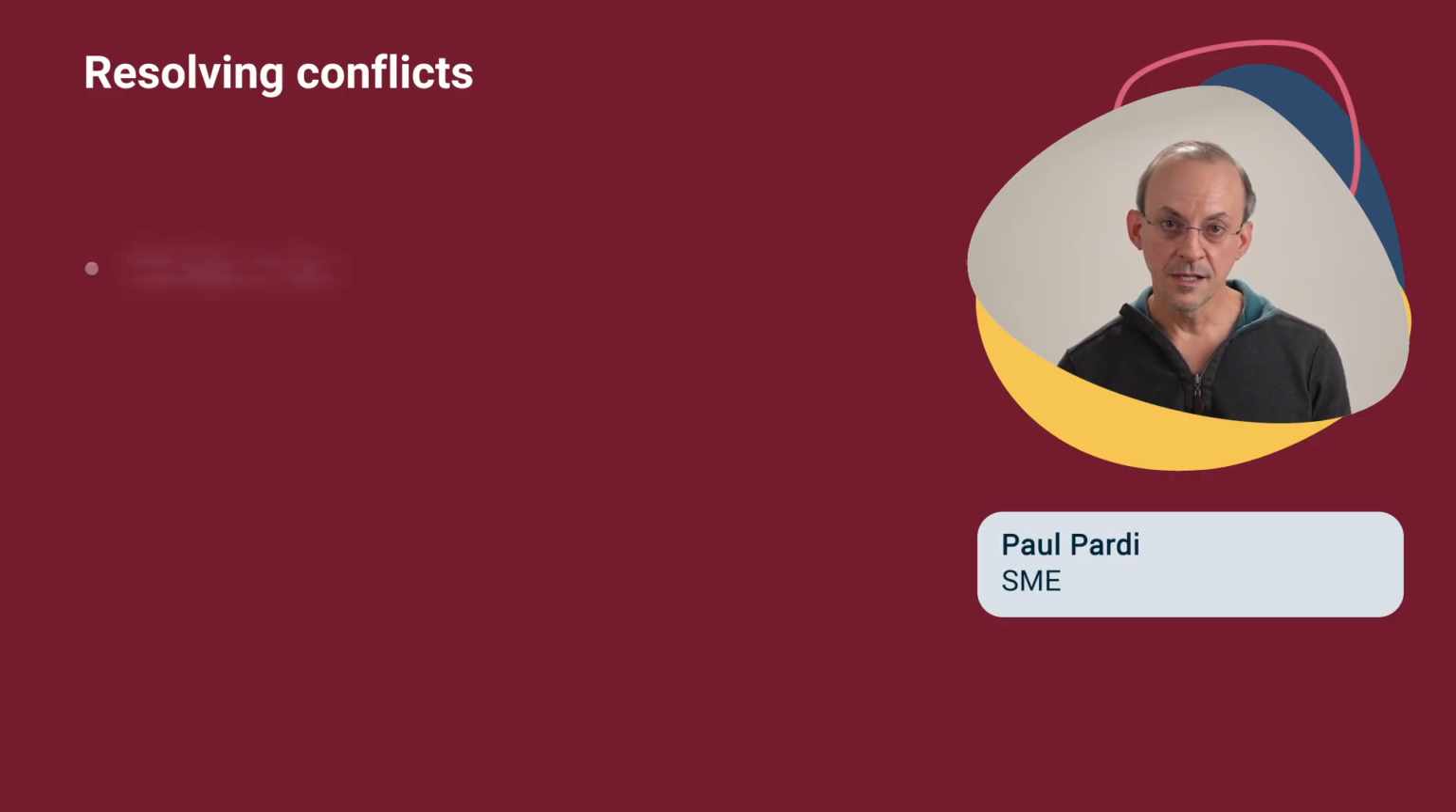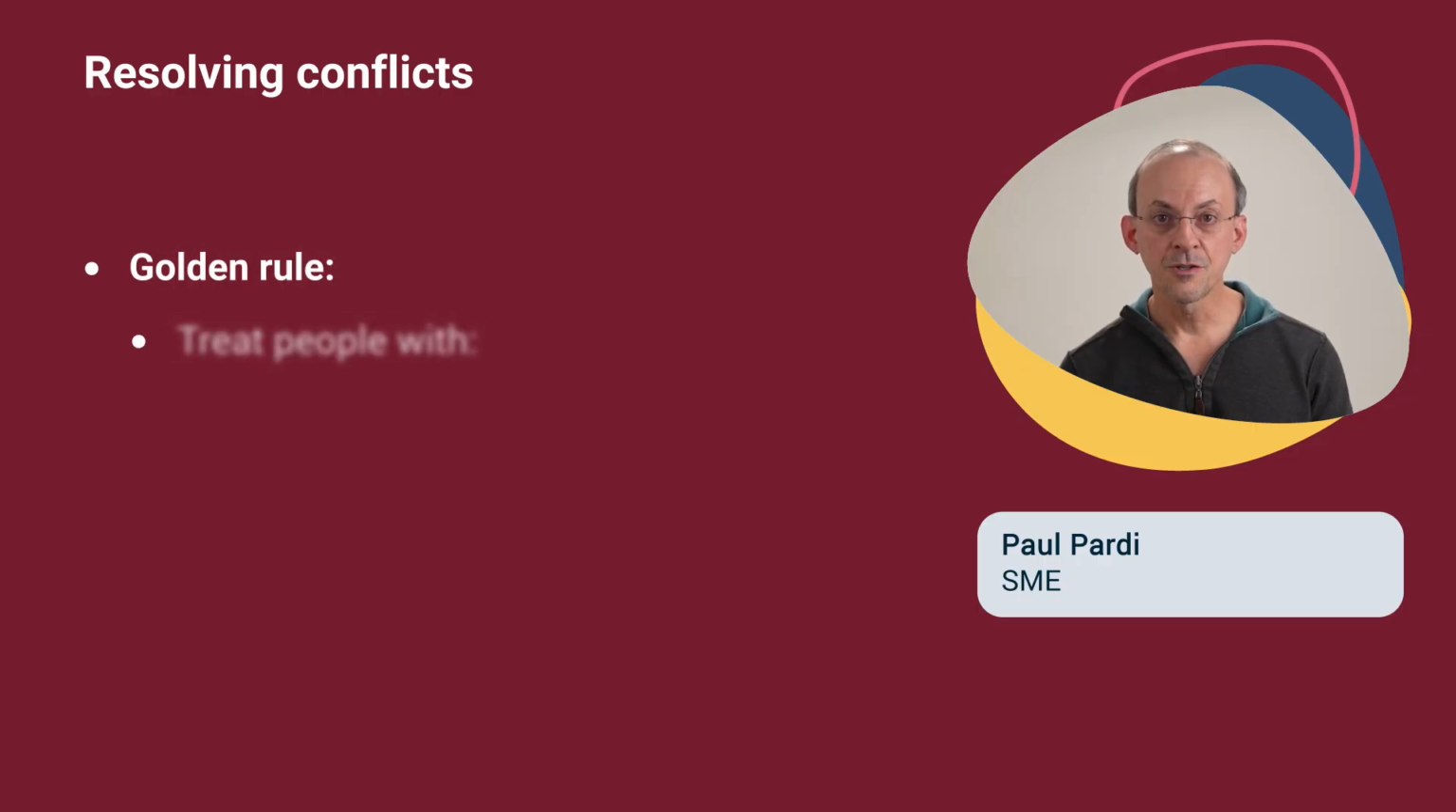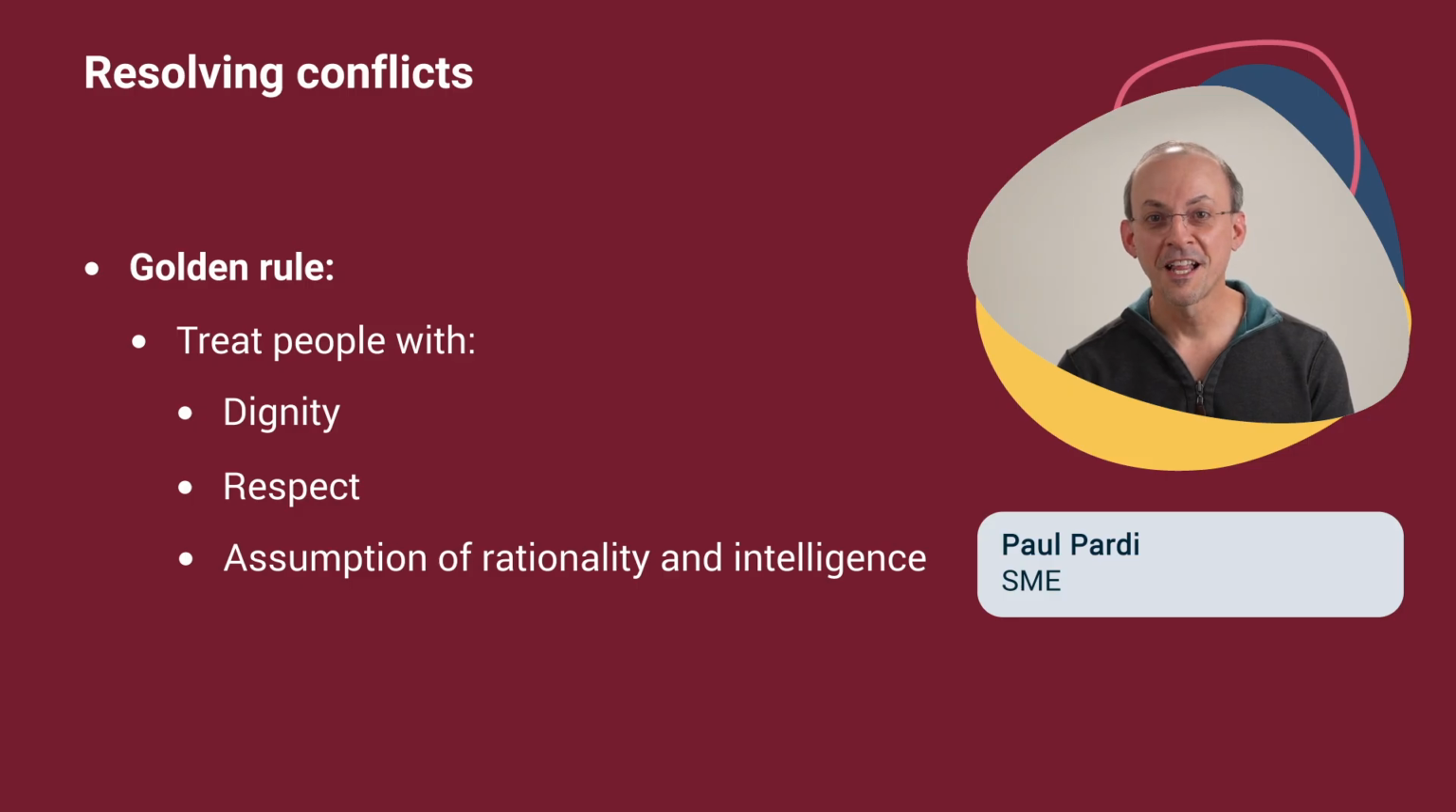The second one is the golden rule. I try to treat people with dignity, respect, and an assumption of rationality and intelligence. So I try to treat people in the way that I want to be treated and send communication and messages in the way that I would like to receive them.